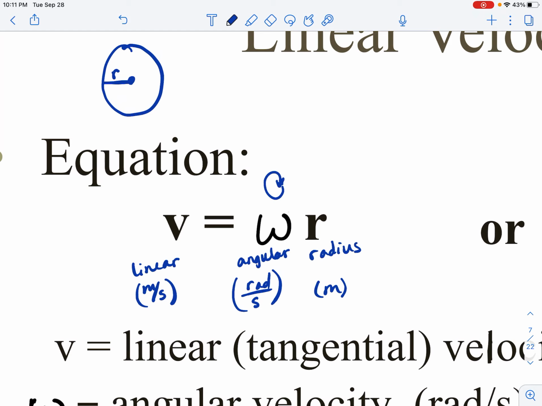that object. So if I have my ID on my lanyard and I'm twirling it around, if I twirl my lanyard super fast, then if I lose control and that ID goes flying out of my hand, it's going to fly out of my hand really fast.